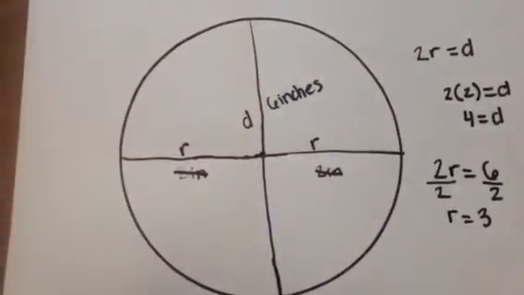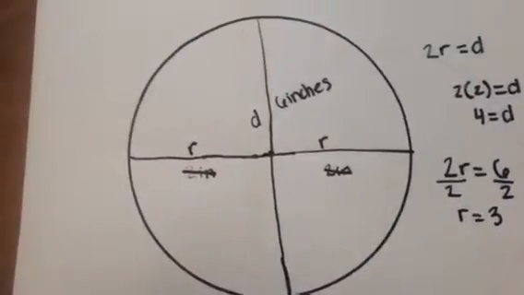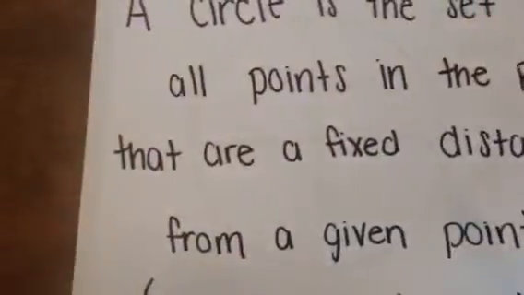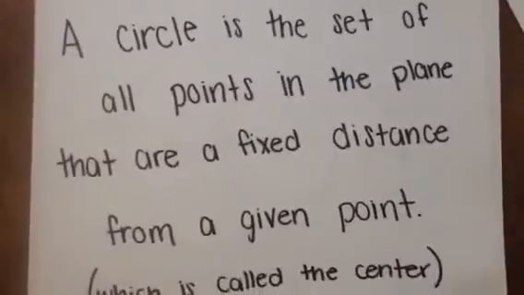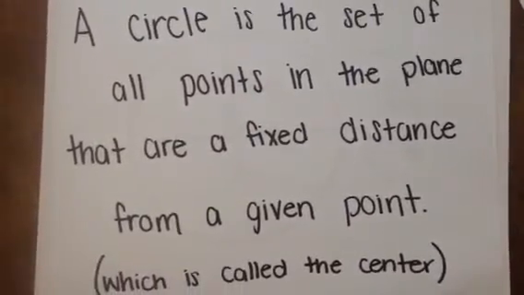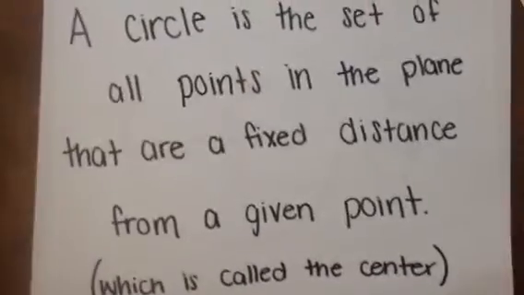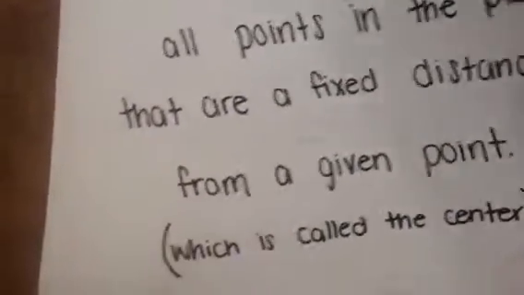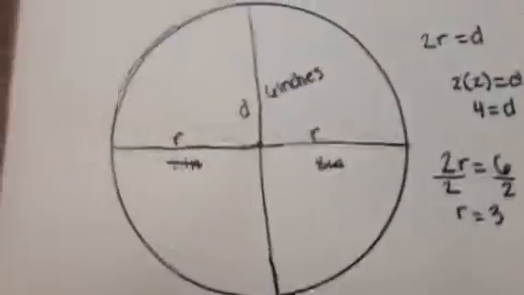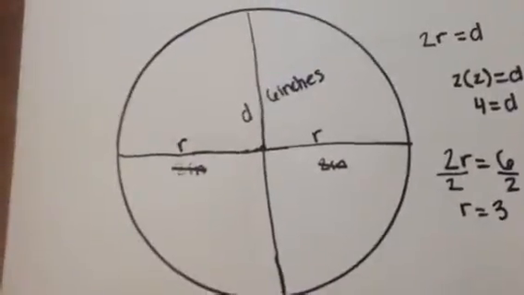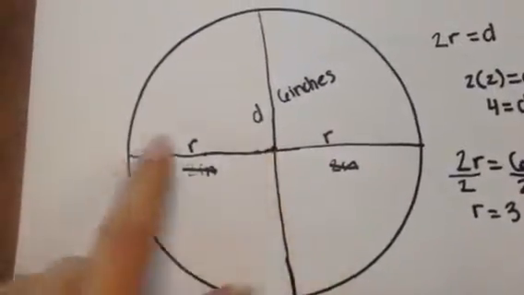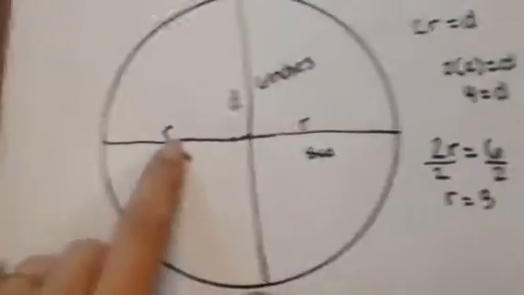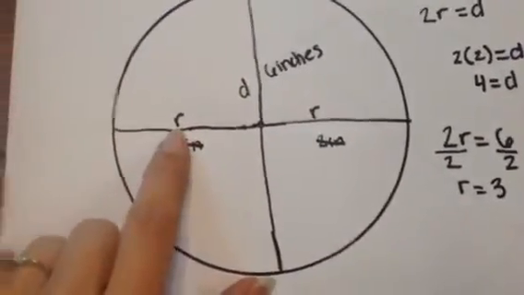Okay, so let's go over everything that we talked about today. First, we talked about what a circle is. So here's the definition of a circle. It's the set of all points in the plane that are a fixed distance from a given point, which we talked about is the center. Then we figured out what a radius is. So the radius is the distance from the center to a point on the circle. So this line right here is the radius, and we represent that with r.